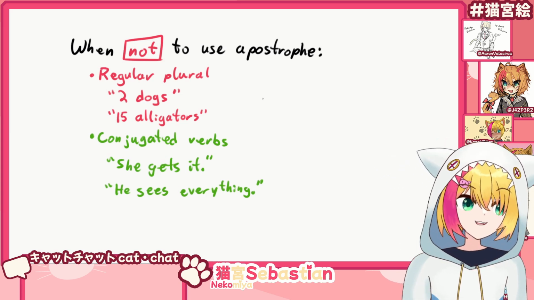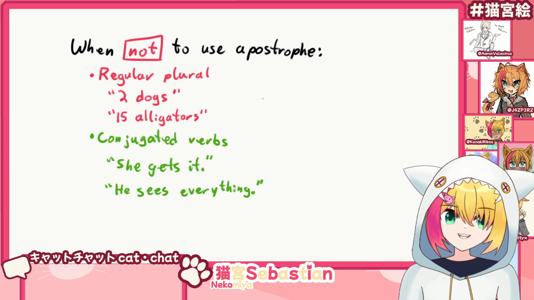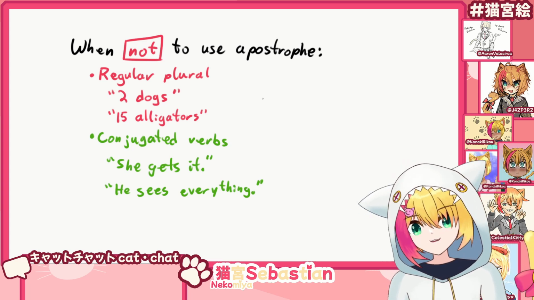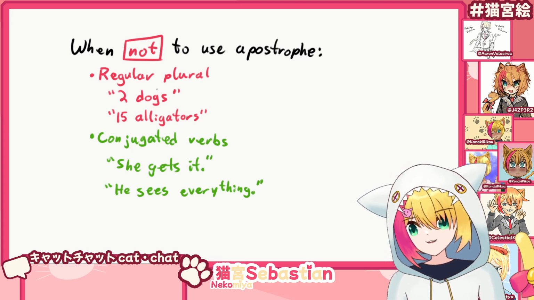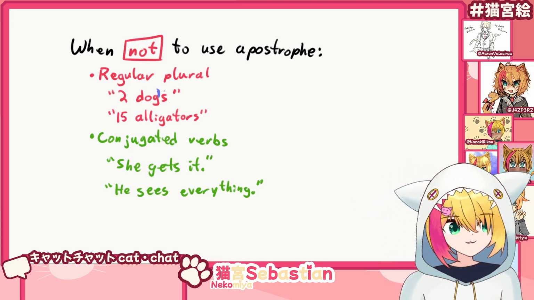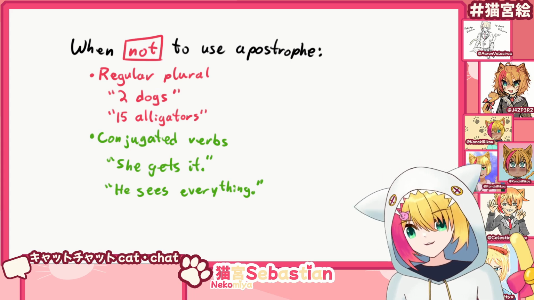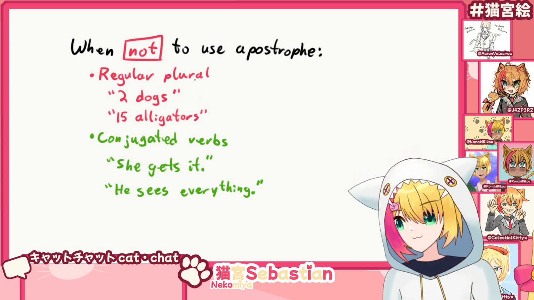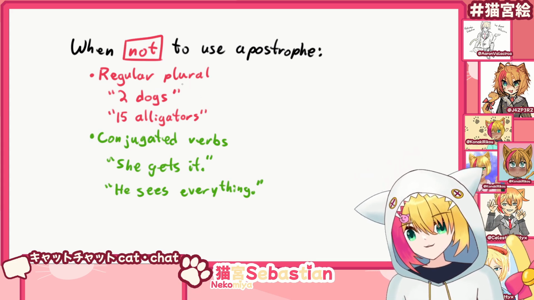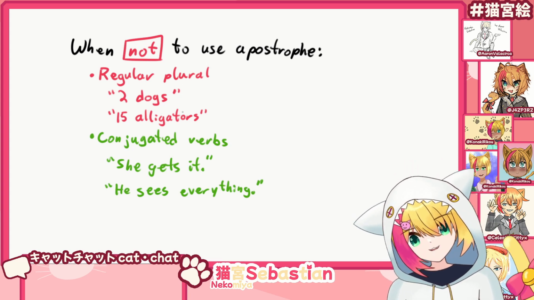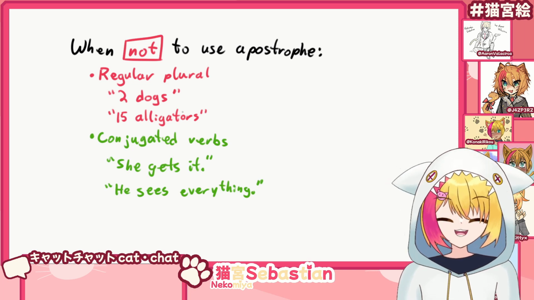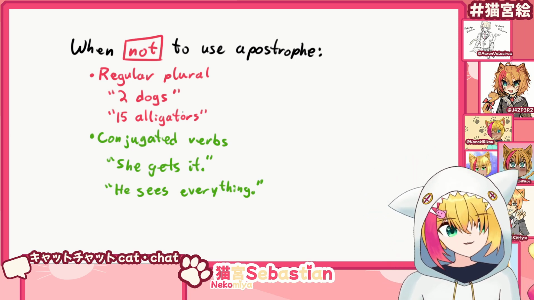Okay, so this is the reason we're here, right? Why or when do we not use an apostrophe? Because I see these mistakes a lot. I think recently I saw a sign that says, I walk dog's, with an apostrophe, and like, dog's what, right? So for plural, regular plural words, you don't use an apostrophe. 2 dogs, 15 alligators, 100 skeletons, any number of plural things, you add an S at the end, no apostrophe, you're good.